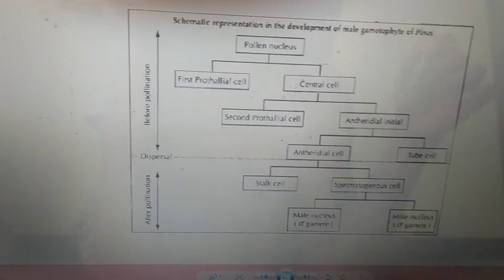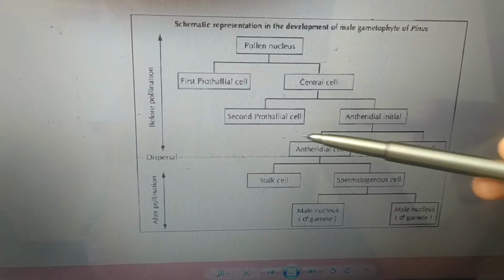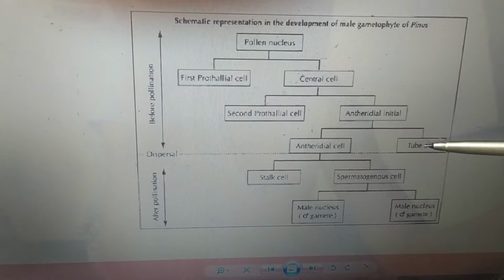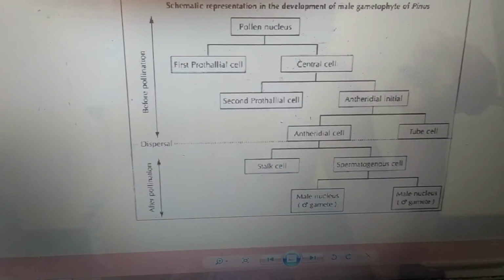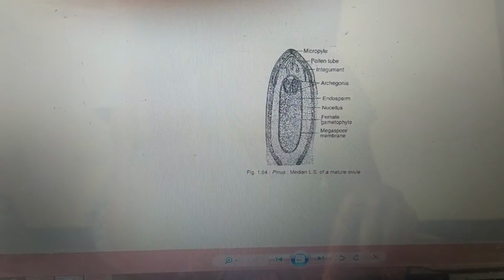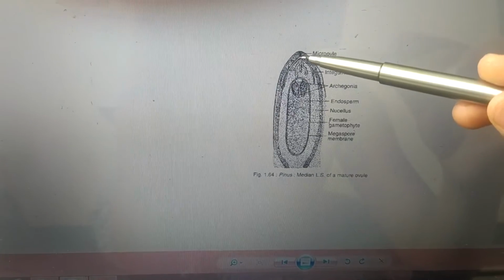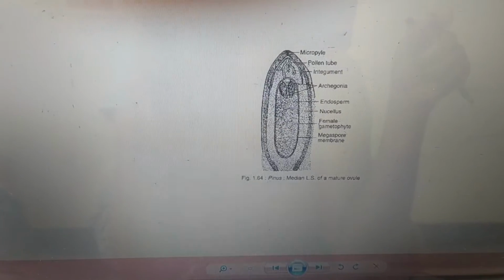After pollination, this four-cell stage, two prothallial, one antheridial and the tube cell, is released. This four-celled microspore is going to rest in the pollen chamber. We have seen the pollen chamber also. So this white colored structure is the pollen chamber. It is going to rest here. This resting period may last from 1 year to 11 months. The pollen are going to rest over there, and later on they are going to develop in the next spring.